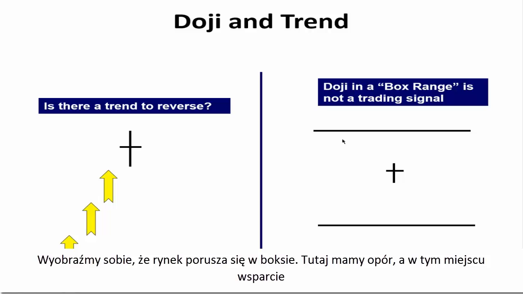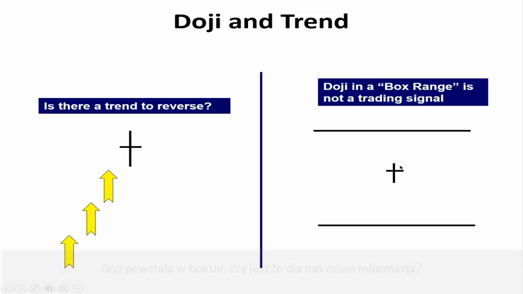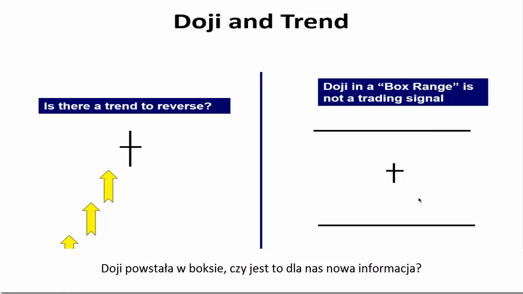A lateral trading range. Let's imagine we have the market moving up and down. This is resistance tested a few times over here and support tested a few times. So the doji is in the middle of a trading range. Is that doji telling us anything new about the market?